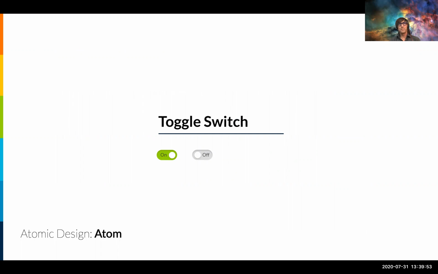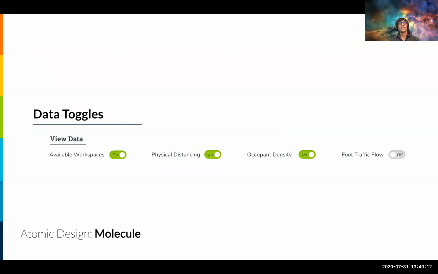So let's look at an atom, a toggle switch. So simple: on, off. Color and text labels are both used as affordances to provide status alerts, which is an important heuristic requirement in UI design. This tiniest little element, this toggle switch, then becomes a molecule when it's added with other toggle switches, with additional context provided by additional labels, like use this if you want to toggle on or off the data layer showing available workspaces or physical distancing.